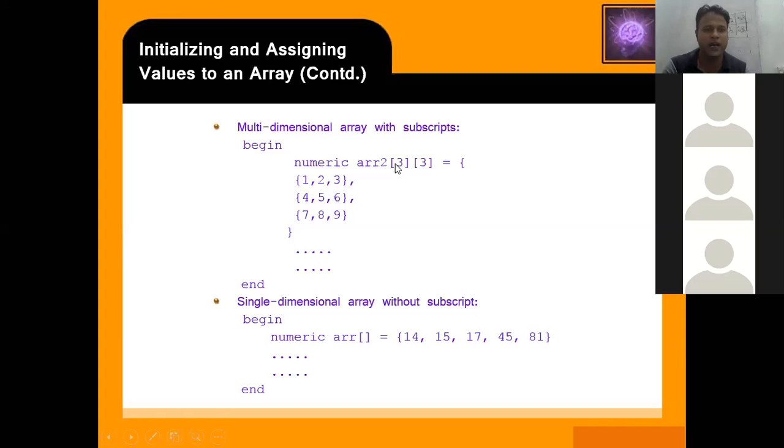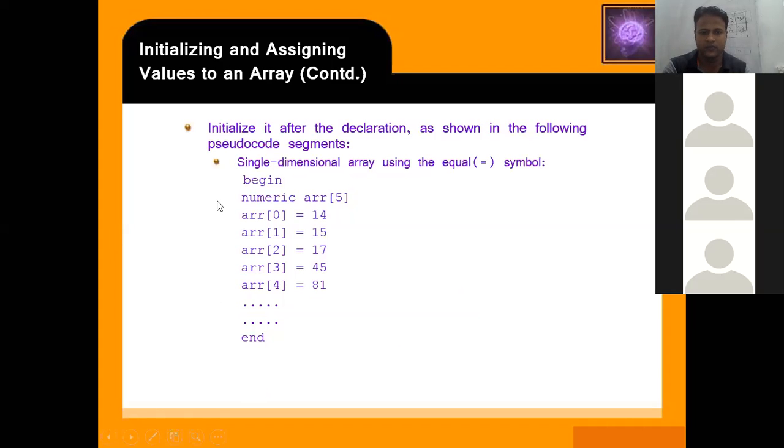Then numeric array 2, 3 rows and 3 columns: 1, 2, 3, 4, 5, 6, 7, 8, 9. So 3 rows and 3 columns we have to define. The numeric array 5, array 0 is 14, 1 is 15, 2 is 17, 3 is 45, 4 is 81. So in the array we are initializing the values, meaning we are storing the values.